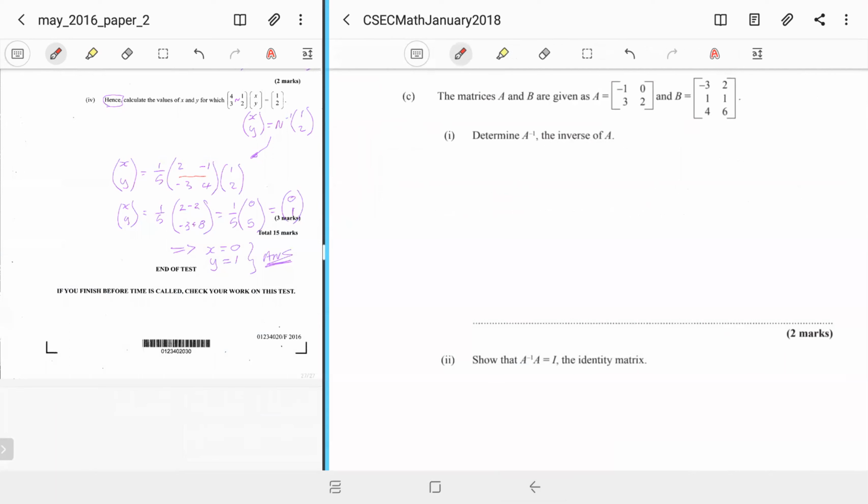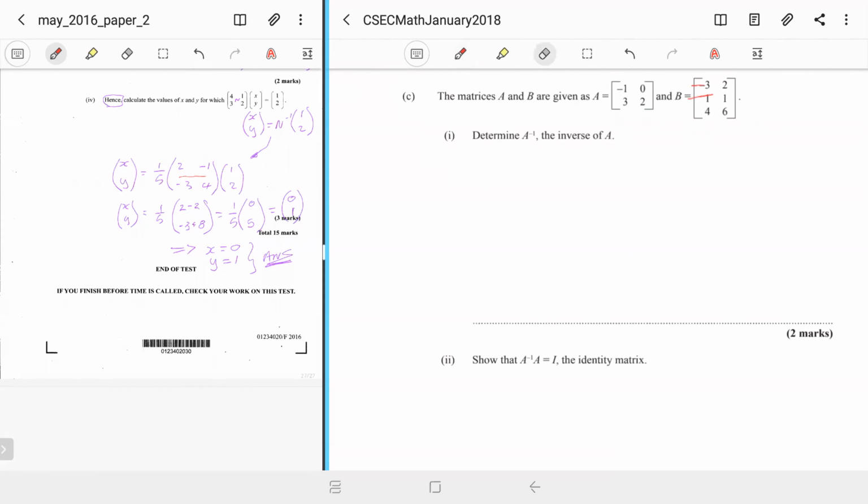Teacher, no, that's another exam paper. This is from January 2018. They give us two matrices, A and B. A is -1, 0, 3, 2, and B is 3, 2, 1, 1, 4, 4, 2. So A is a 2 by 2. B has 3 rows and 2 columns, so it is a 3 by 2.